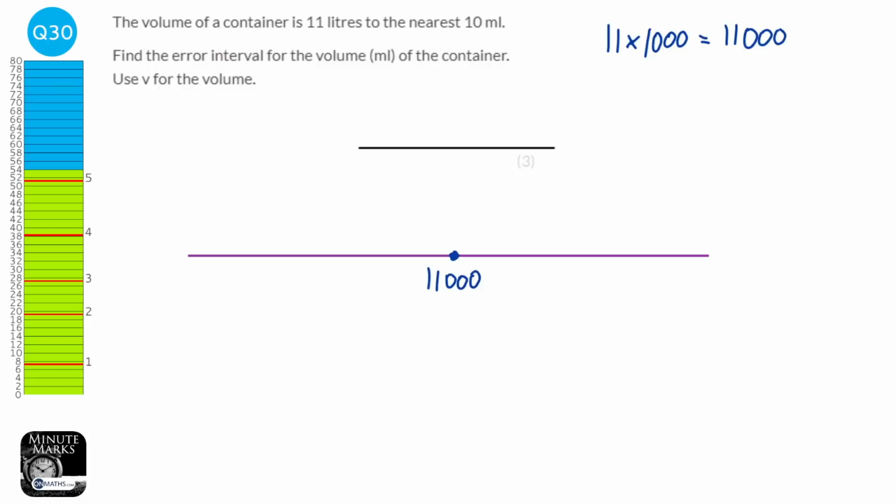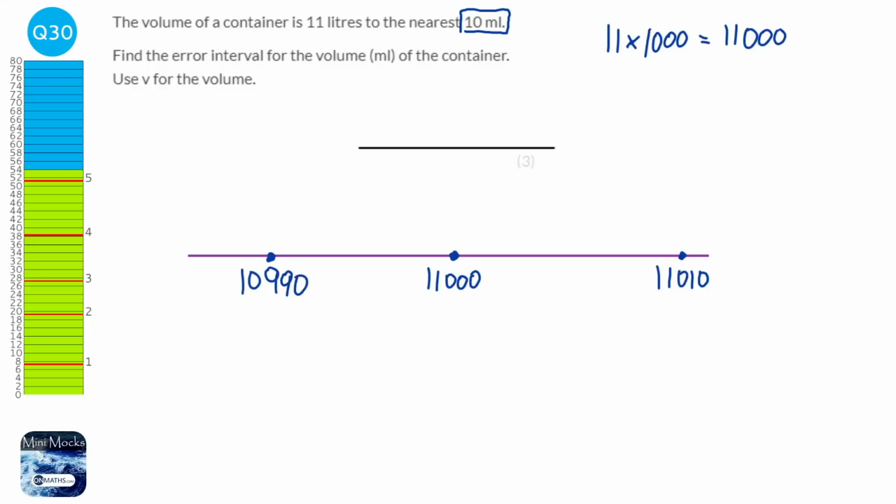Now, what would be the next one down if we're looking at to the nearest 10 mil? So we're going to add a 10 mil on, which will be 11,010, and we're going to take the 10 mil away. So 11,000 take away 10 mil will be 10,990.